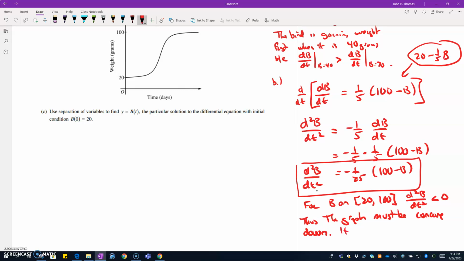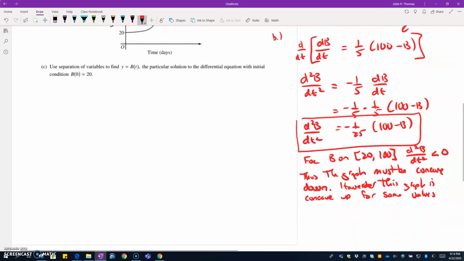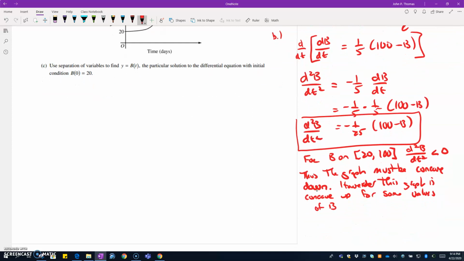However, this graph is concave up for some values of b on 20 to 100. And that would be a complete argument for part B.